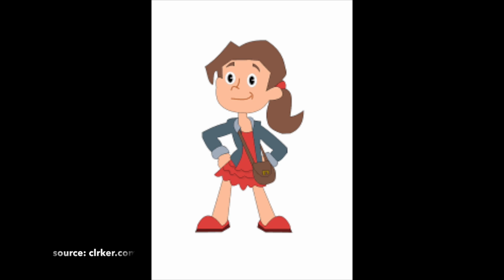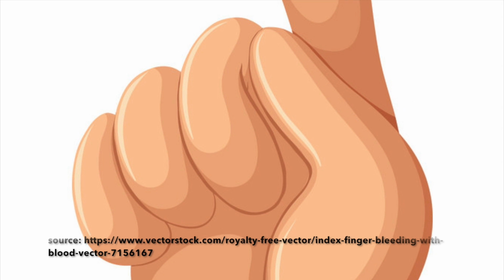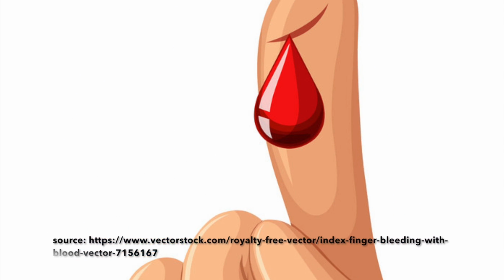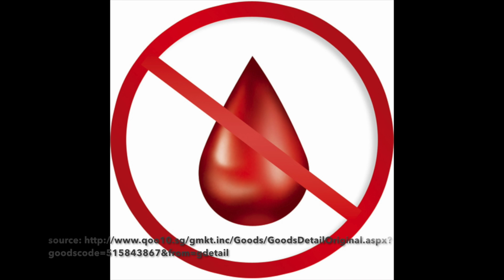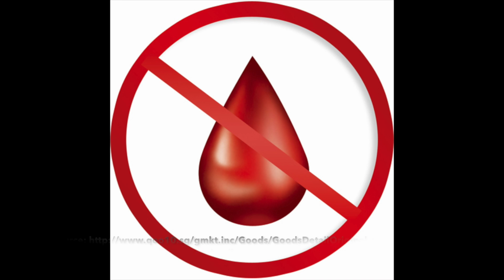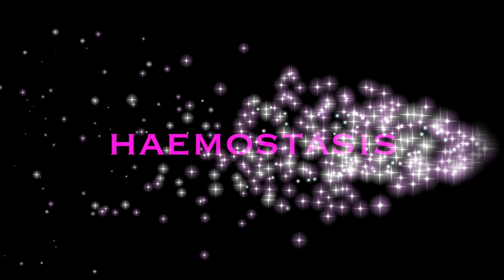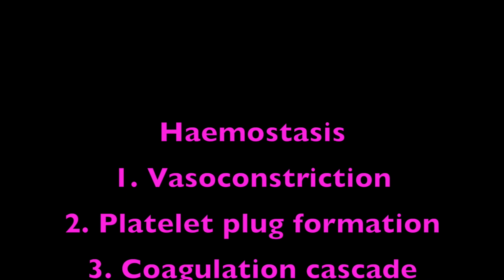Earlier today, Sally cut her finger but thankfully now she's okay, and the bleeding has completely stopped. This gratitude is due to a physiological process called hemostasis. Hemostasis is a three-step process resulting in a series of actions that contribute to the formation of a blood clot.